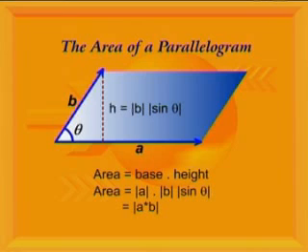Area of the parallelogram is equal to base into height. Base is the magnitude of a and height is magnitude of b into sin theta. So this area will be equal to magnitude of a into magnitude of b into sin theta, and we know this is the magnitude of the cross product of the vectors a and b. So in this way we can find the area of a parallelogram.